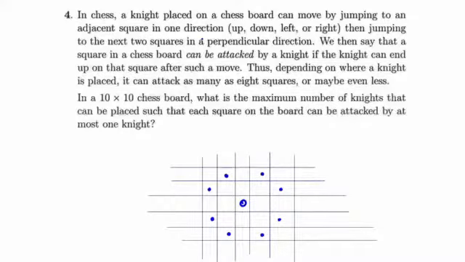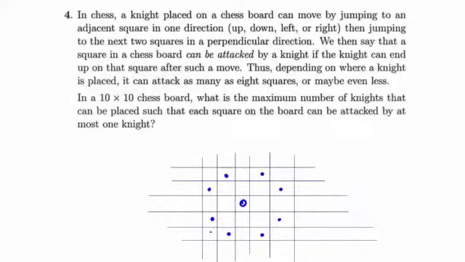Jumping, so it says to an adjacent, then two perpendicular, to an adjacent, two perpendicular, like this. Then it says we say that a square in a chessboard can be attacked by a knight if the knight can end up on that square after such a move. So these 8 cells can be attacked by this knight. Thus, depending on where a knight is placed, it can attack as many as 8 squares. So in general, it is 8.